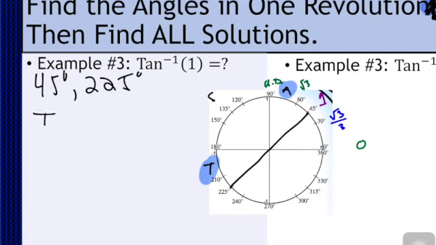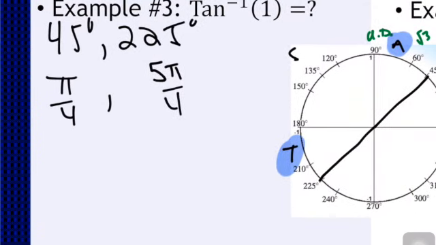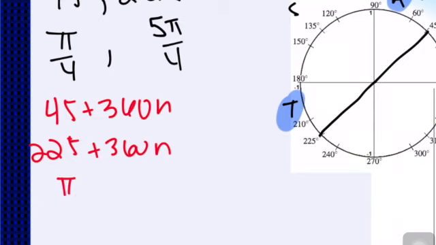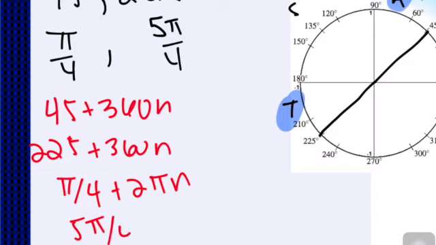And then in radians, we've got pi over 4, and what is that going to be? That is a little bit more than pi, so 5 pi over 4. So 5 pi over 4. Those are my two answers. If we want to find all the solutions, so just like we did before, we're just going to do 45 plus 360n, and 225 plus 360n. Then I'm going to take pi over 4 plus 2 pi n, and then 5 pi over 4 plus 2 pi n.